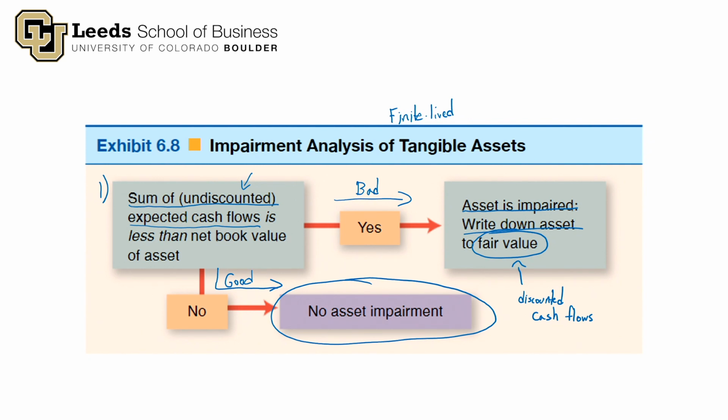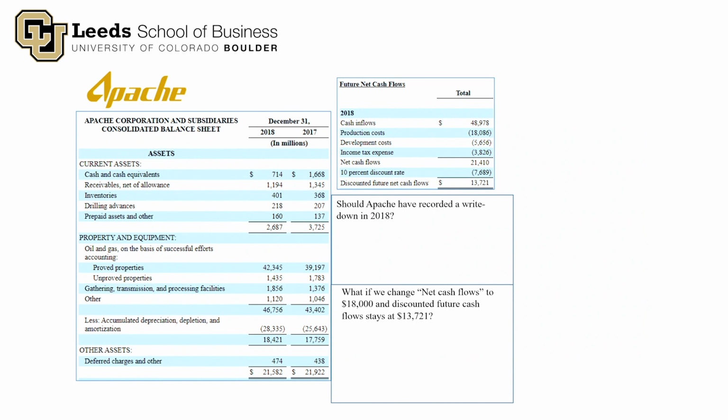Okay? And so let's go through sort of an example. And the oil and gas industry provides a nice example for this type of thing because they actually provide an extra disclosure of their future cash flows. So only oil and gas companies provide this extra disclosure. So this is Apache Corp, and they are an oil and gas company. So they pump oil and gas out of the ground and then sell it. And the development that they do for these oil and gas wells gets capitalized as PP&E.